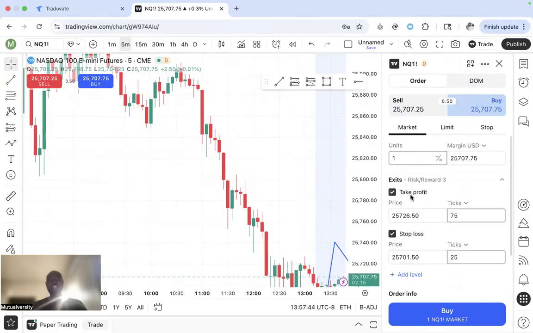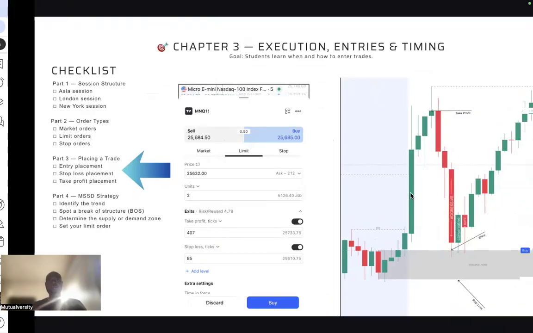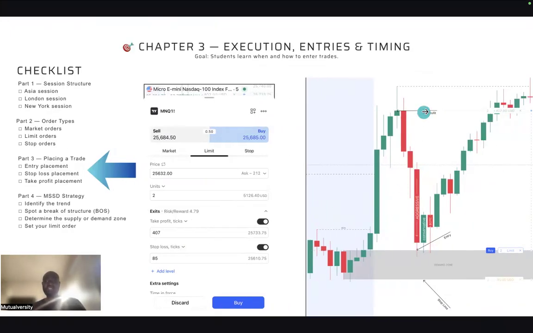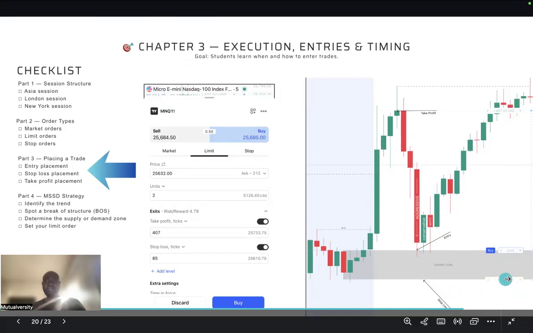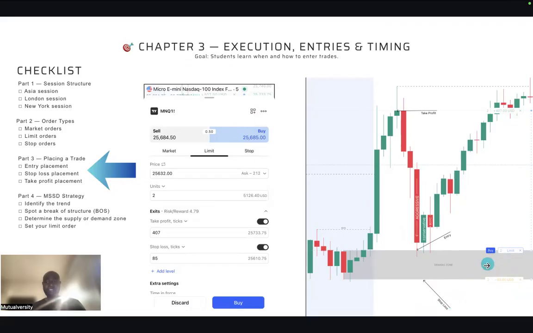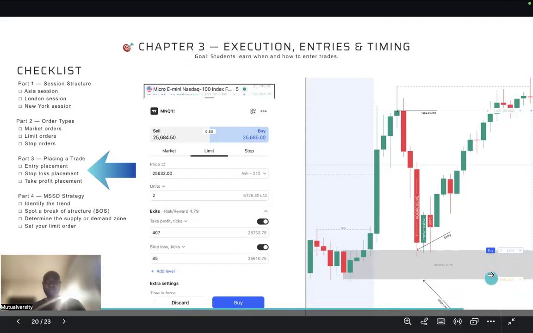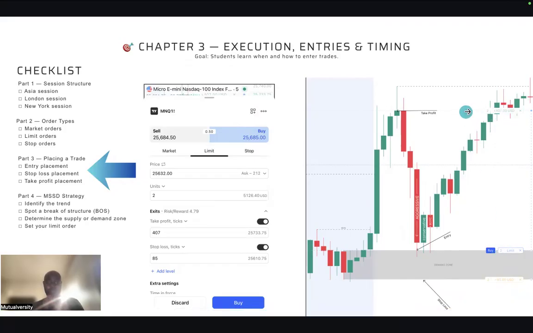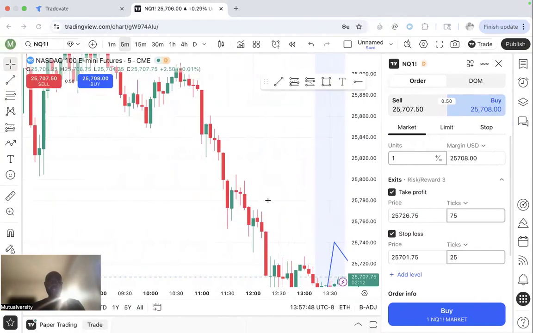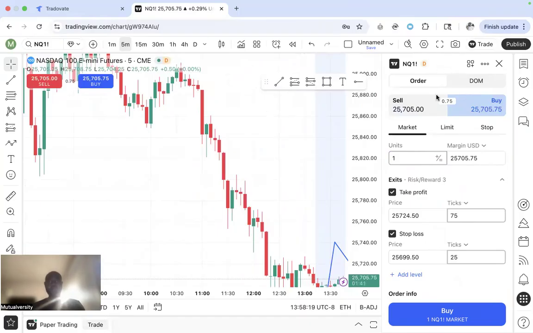So your take profit is a target, it's a target you're targeting to make money. It's your target for how much money you're gonna make. Your stop loss is how much money you're willing to lose. And this blue part is your entry. So the orange part is your stop loss, the blue is your entry, the green part is your take profit of how much money you're willing to take. So whenever you press buy on the tool, always select take profit and stop loss.